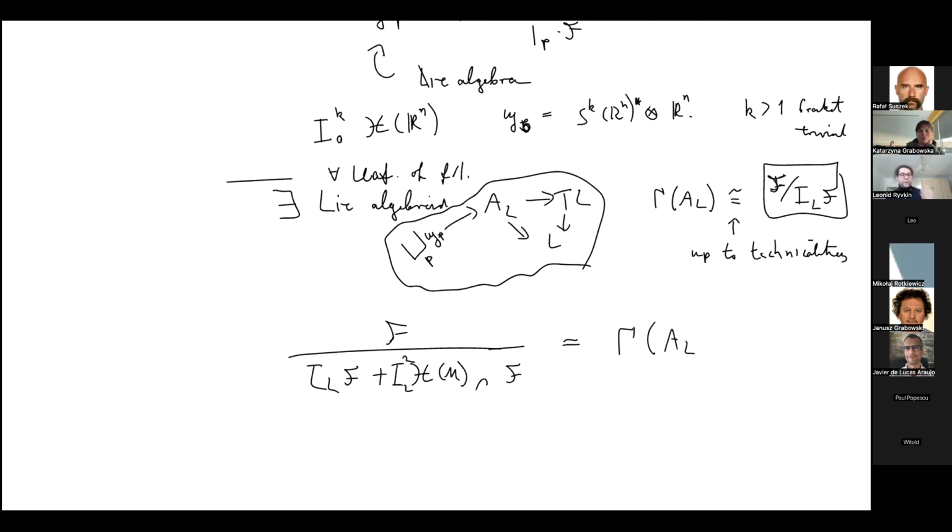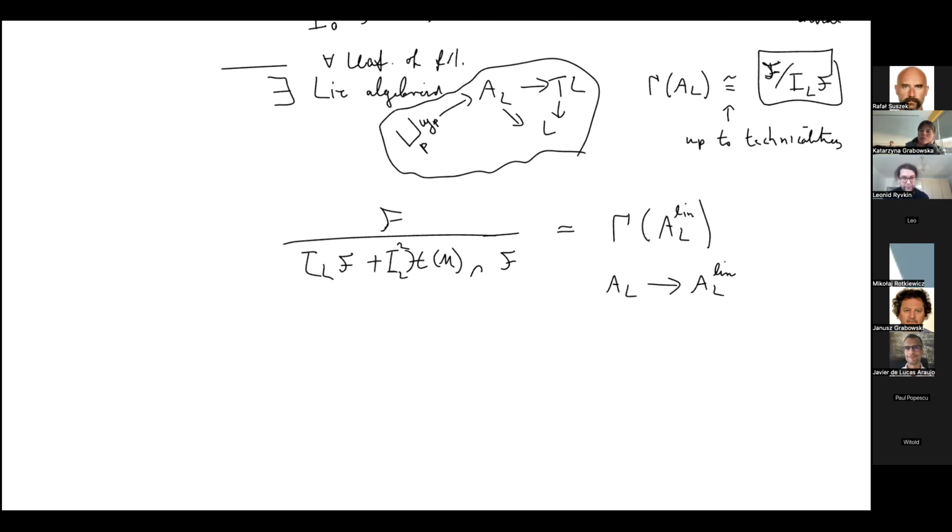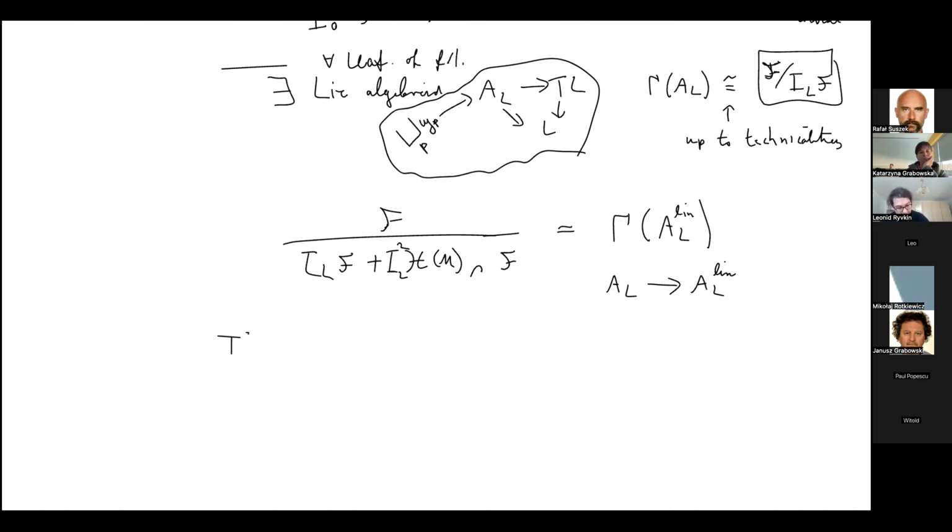And from a direct calculation it shows you this is actually again a Lie algebroid, and we have a natural map from A_L to A_L-lin. And this A_L-lin is relevant because if it is semi-simple, then we can, in some sense, linearize a part of the foliation. So this might be the theorem I would like to end with.